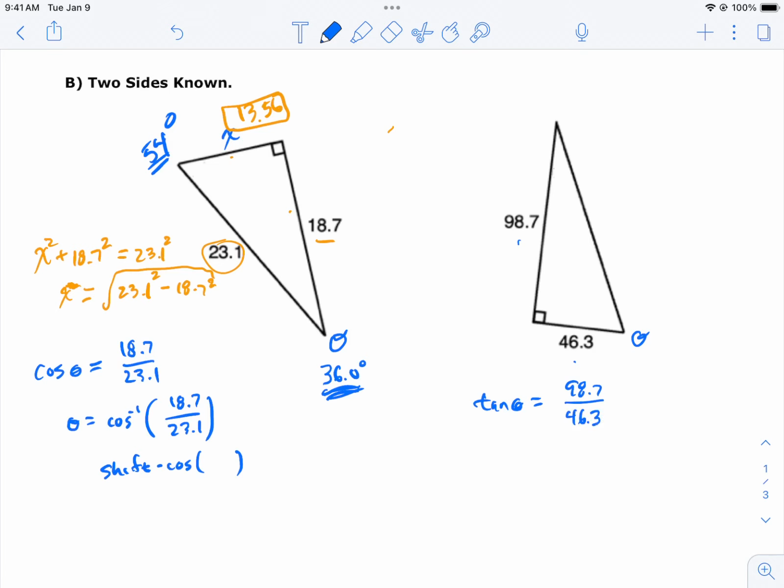So anyway, 46.3. Remember, it's the tangent of theta, so you plug theta in. You don't plug these numbers into tangent. To get theta out, you do shift tangent, otherwise known as tangent to the negative 1. It's not a power, just notation. Shift tangent, 98.7 divided by 46.3, hit equals. I got, and again angles I round to 1 decimal place, so this is 64.9 degrees.